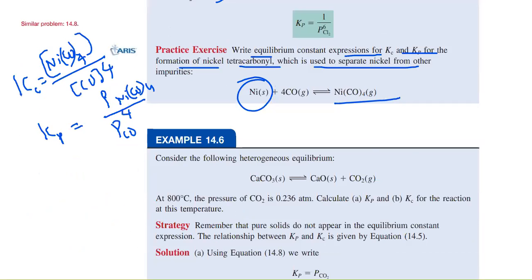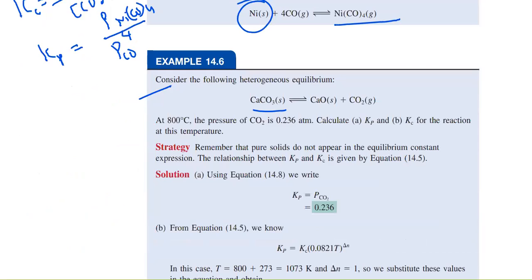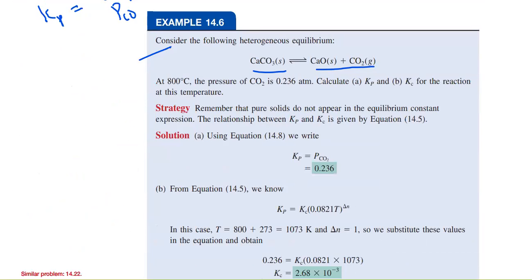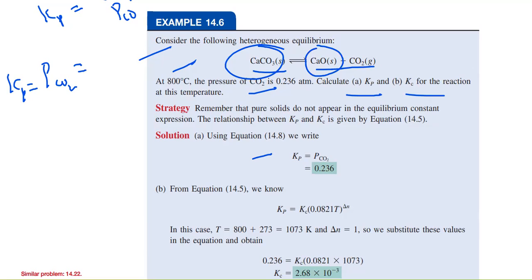Another question here: consider the following heterogeneous equilibrium, CaCO3 gives CaO plus CO2. At 800 degrees Celsius, the CO2 pressure is given as 0.236. They're asking us to calculate Kp and Kc for the reaction at this temperature. If you find the Kp value, it equals the partial pressure of CO2, as the concentrations of CaCO3 and CaO become unity. The partial pressure of CO2 given in the question is 0.236. That's why we got 0.236.